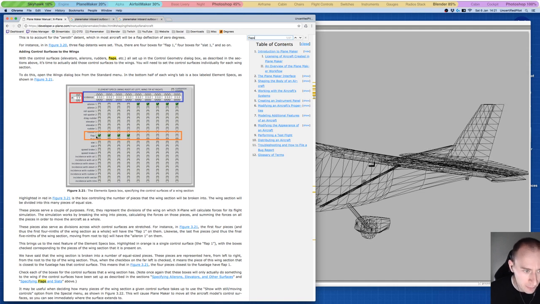Yeah, I can see flap 1. Likewise, the last 5 pieces, and thus the final lines moving up, will have the aileron on them. Yes, I can see. But why 1 and not 2?